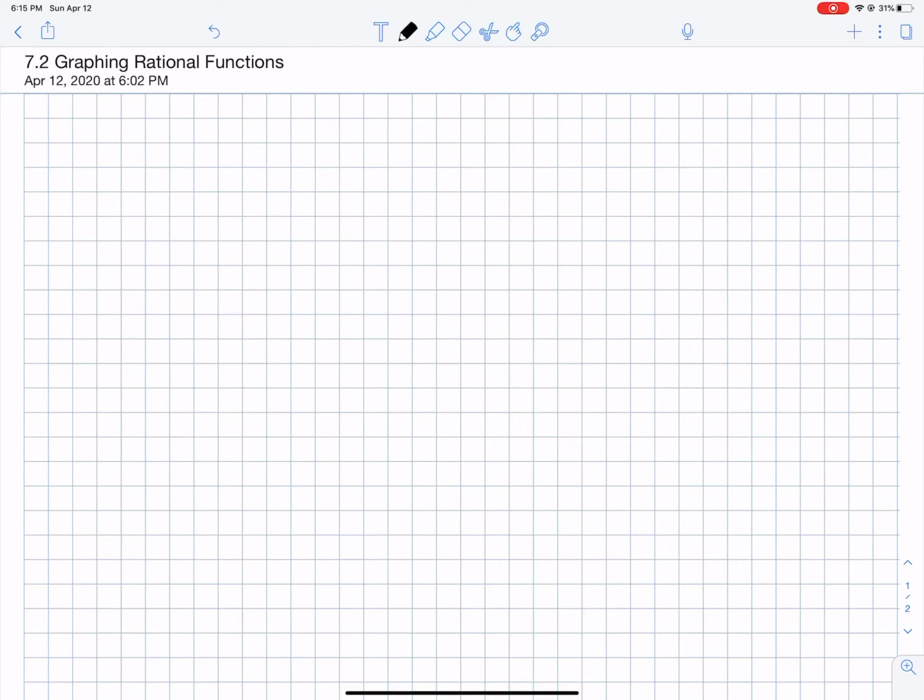Hi all, welcome to your Algebra 2 notes. We're going to take a little trip back in time. We're going to go to 7.2. We have graphing rational functions.